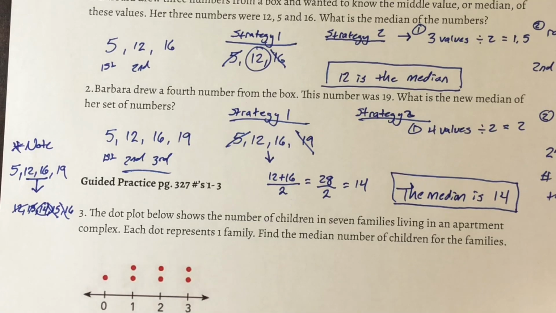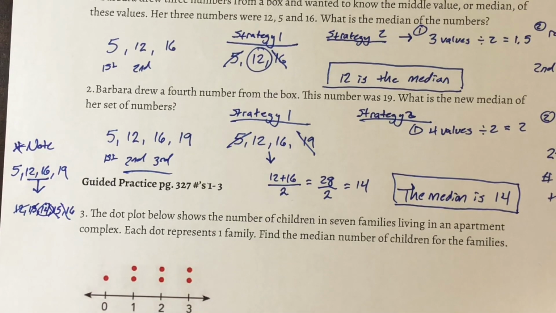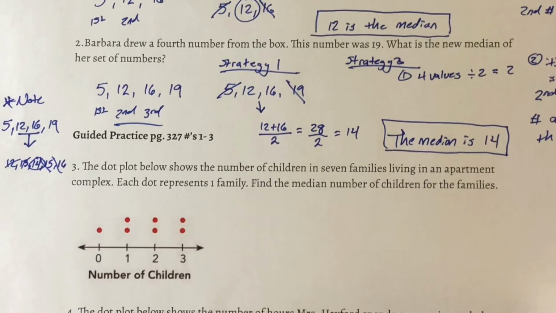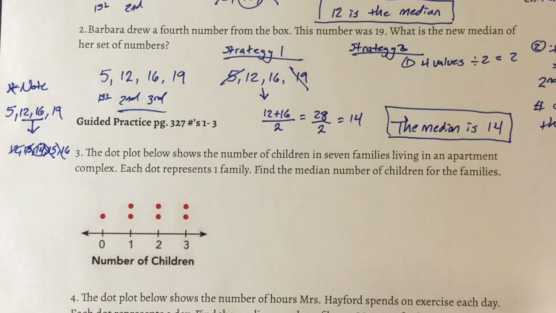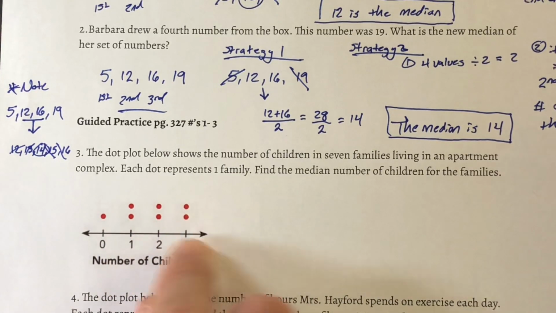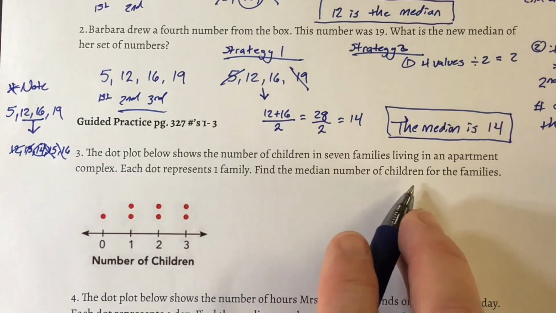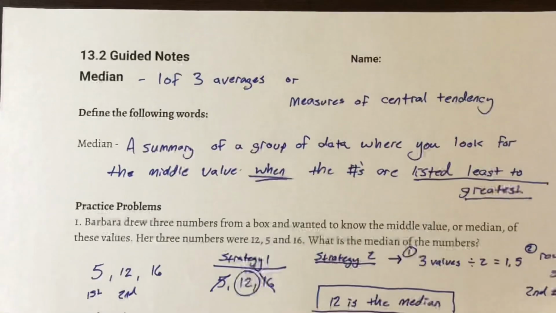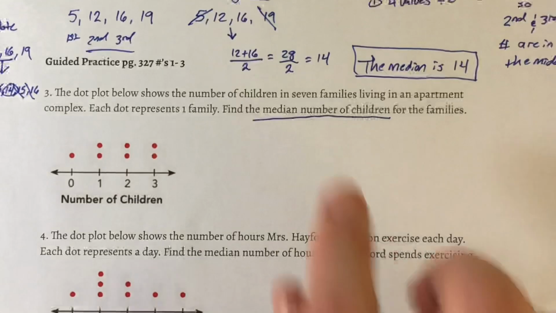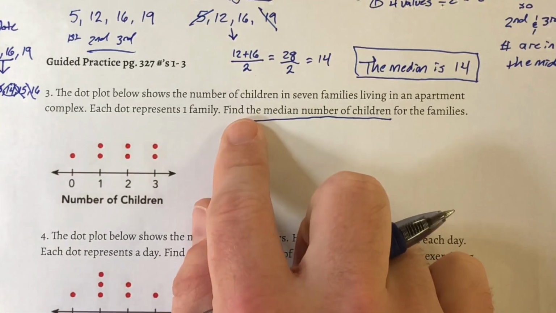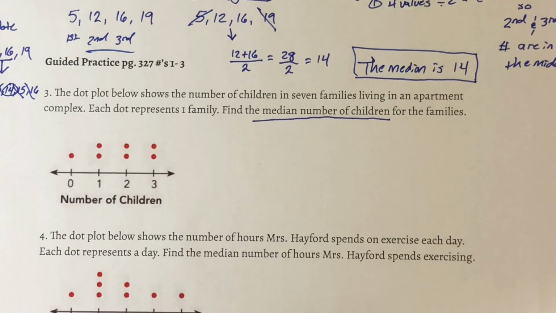All right. Next example. The dot plot below shows the number of children in 7 families living in an apartment complex. Each dot represents one family. So we've got 1, 2, 3, 4, 5, 6, 7 families. Find the median number of children. So in other words, we're summarizing how many children are in each apartment or house. All right, so find the median number of children for the families.